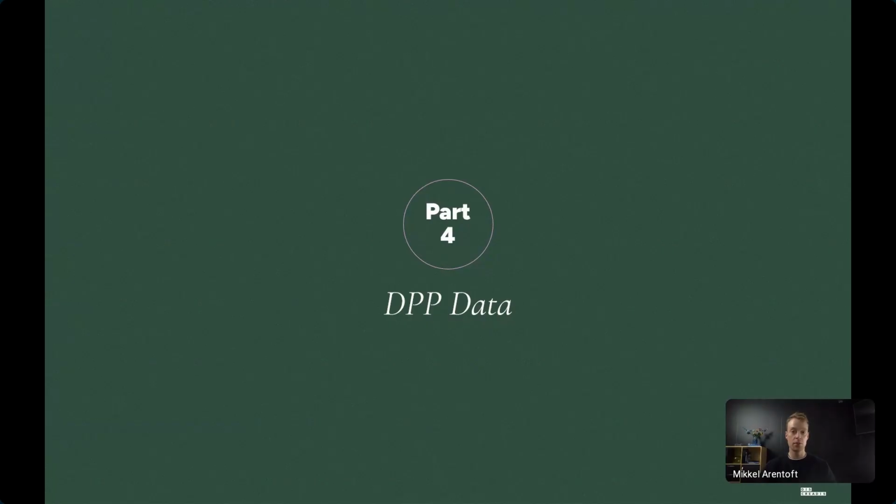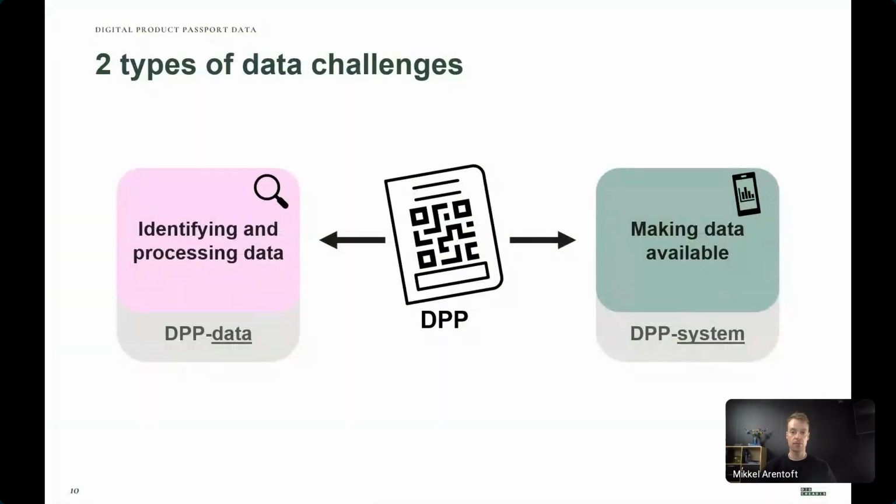The core of the Digital Product Passport is data. So let's dive into this for a moment. This need for data presents two types of challenges: identifying and processing data for your products, which includes new ways of measuring and collecting data along your supply chain, and making this data available, which is about designing a system to store and convey the information in the correct way to the correct actors.